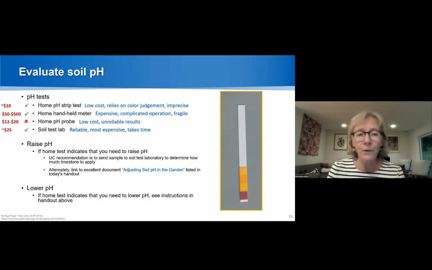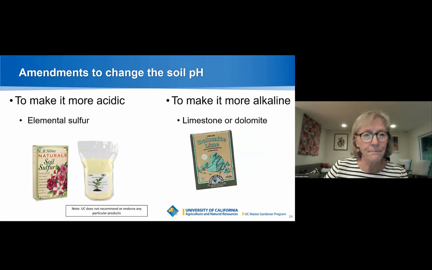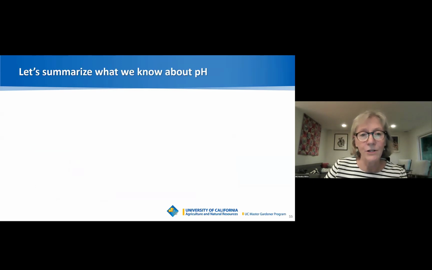And if you need to lower the pH, if a home test indicates this, then there are also instructions in the handout that I've listed above. The bottom line is if you want to make it more acidic, you can add sulfur, and if you want to make your soil more alkaline, you can add limestone. And you're going to want to follow the directions on the packages and in that guideline.